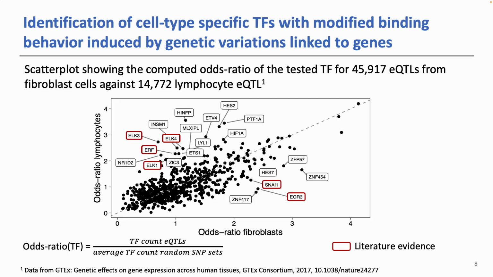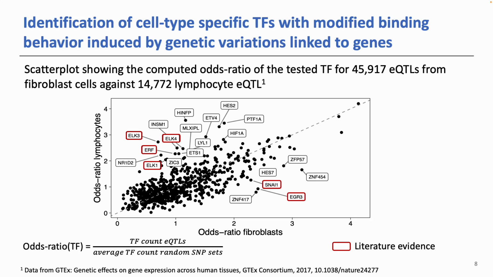proper random background statistic. One example, for instance, is to determine cell type specific TFs, which are more often affected by the analyzed SNPs than one would expect on a random background set. And we did that for eQTLs for fibroblasts and lymphocytes downloaded from the GTEx portal. And in the scatter plot, you can see we mark those TFs which are two times more often affected by the eQTLs than on a random background set.